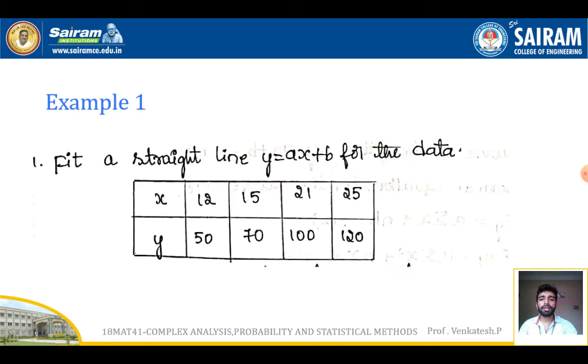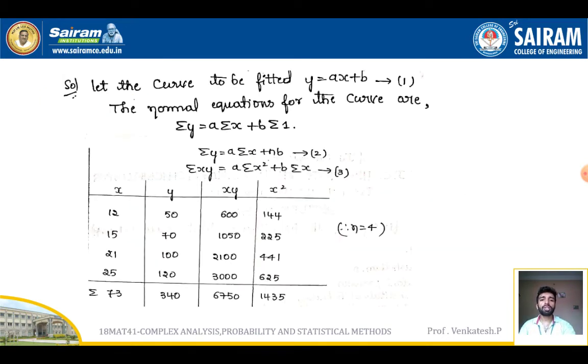The first example is fit a straight line y is equal to ax plus b for the data given. X is given like 12, 15, 21, 25. Y is given like 50, 70, 100, 120. So already we know that to fit a straight line we must have normal equations. So let the curve be fitted y is equal to ax plus b. Call it as equation number 1.